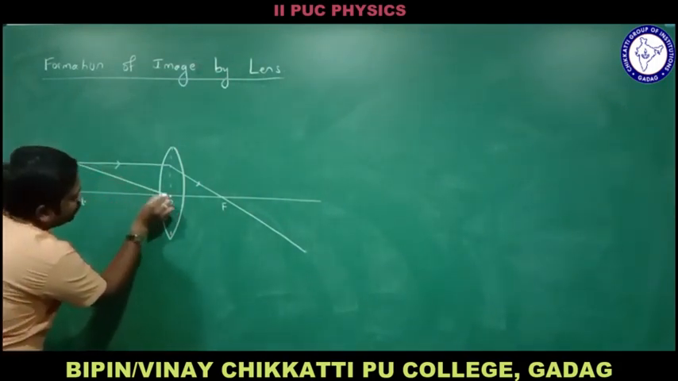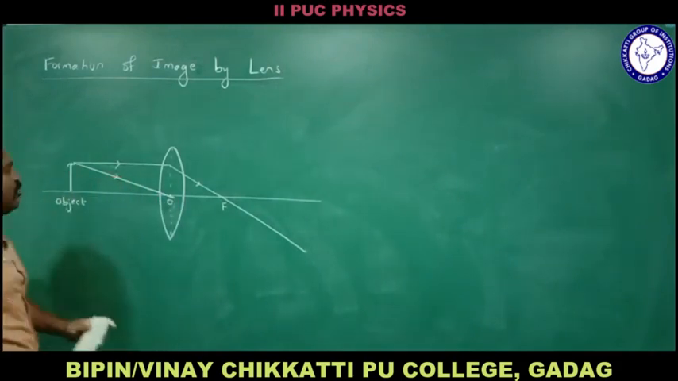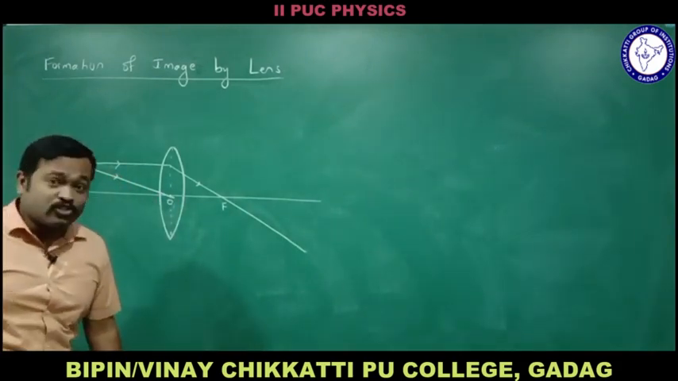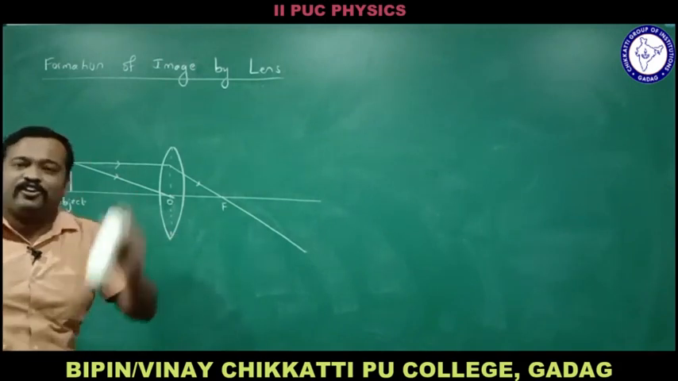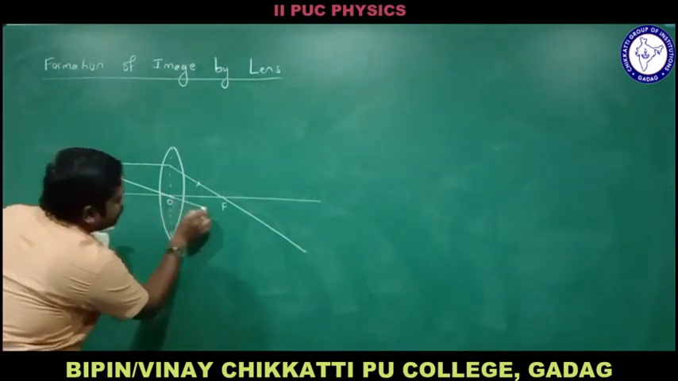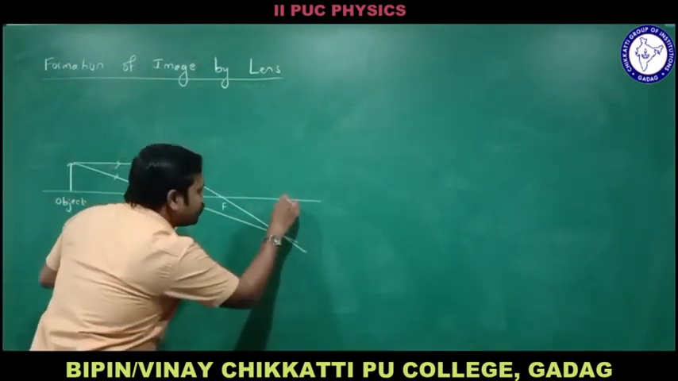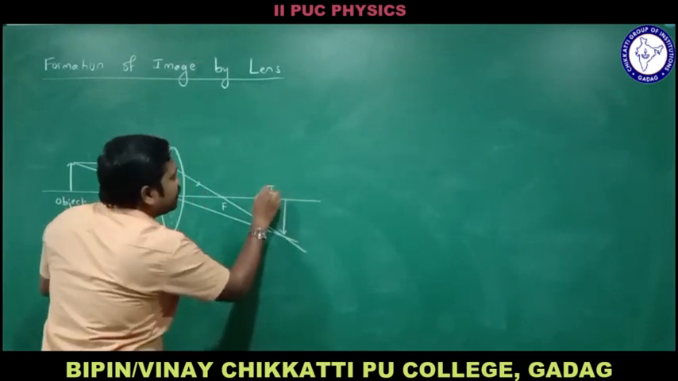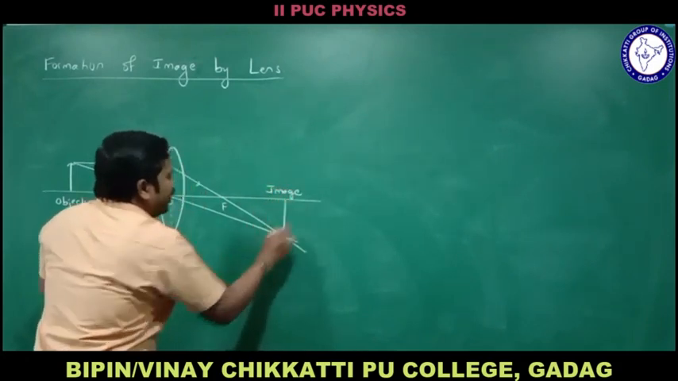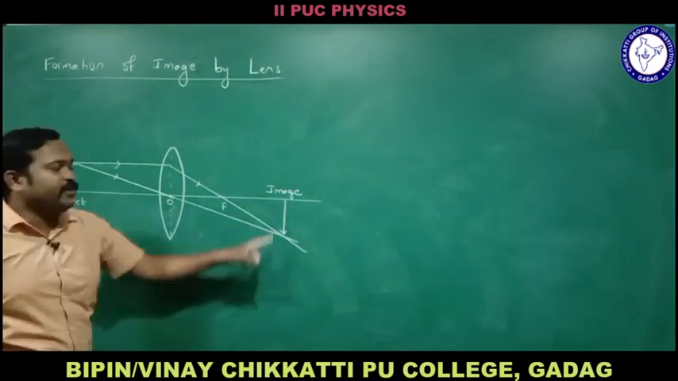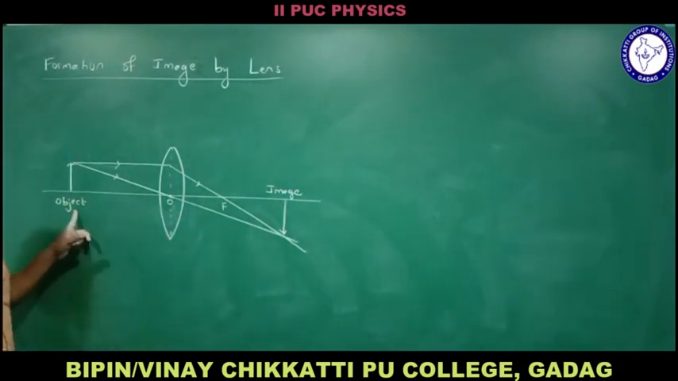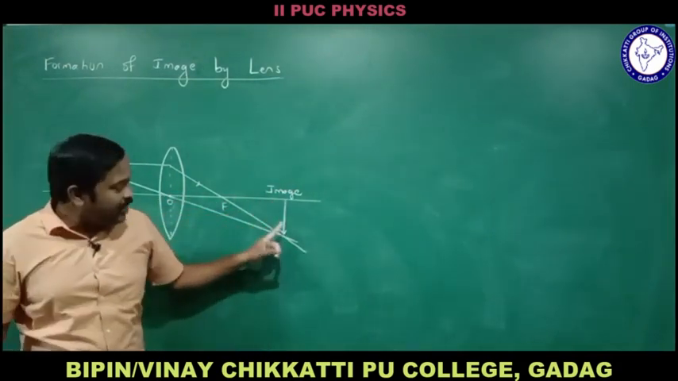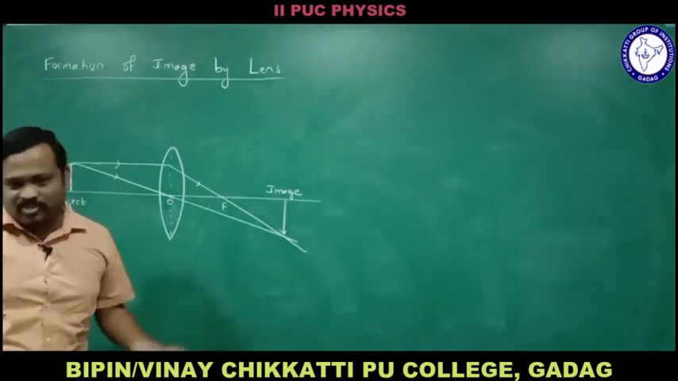Okay, let me check it out. What actually happens if a ray of light passes through the optical center? It is not deviated at all, right? It is not deviated, and it meets at this point, and this is the image, right? Where actually they meet, there is the image formed by this object, right? This is object and this is image. Here the image is formed inverted, right?